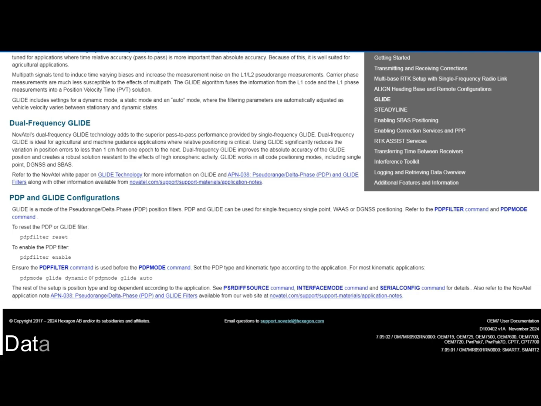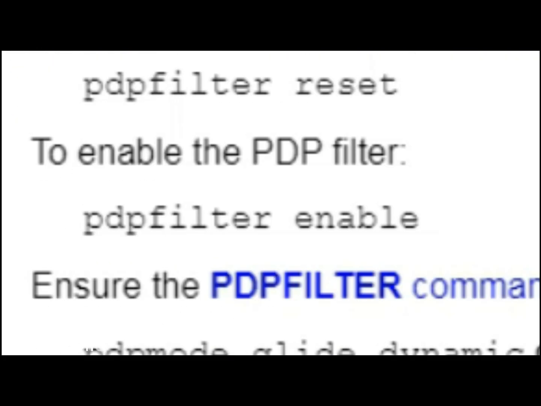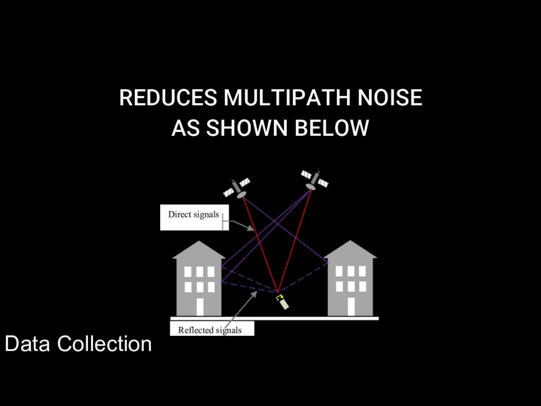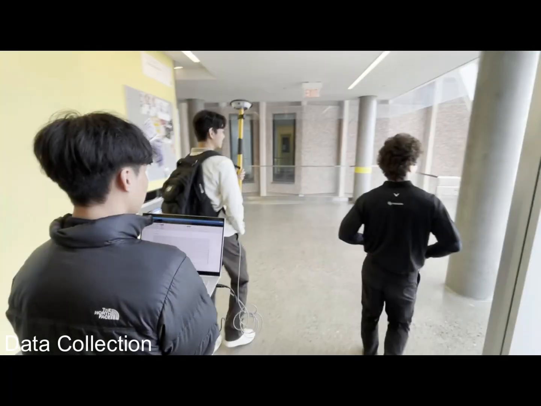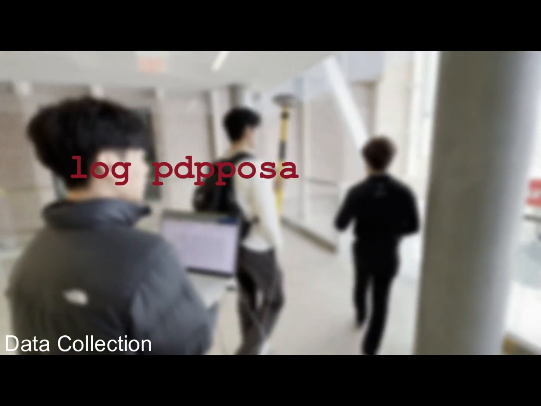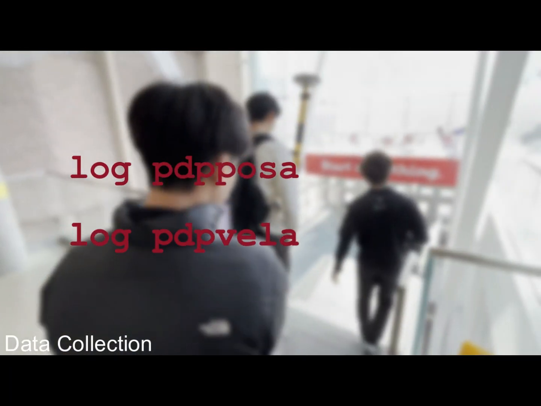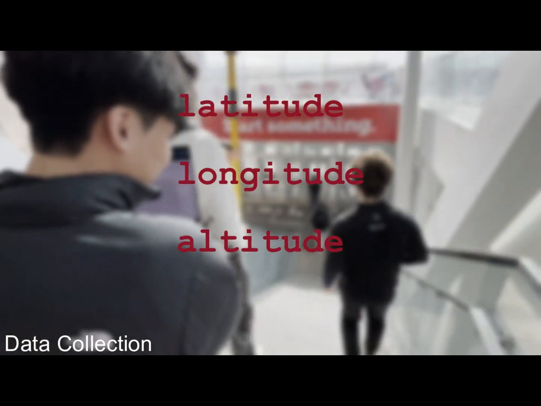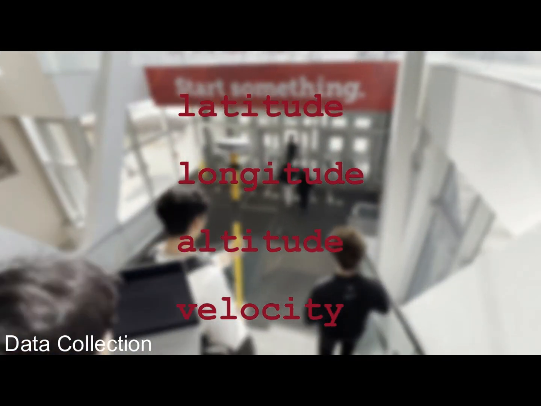For trial 1, we first enabled the PDP filter in order to turn on PDP mode Glide Auto. Glide produces a smooth position output by fusing information from both the satellites and correction signals to reduce jumps and inconsistencies. After, we used log PDP pos A and log PDP vel A with ontime 1 in order to track the latitude, longitude, altitude, and horizontal velocities of our path every second.